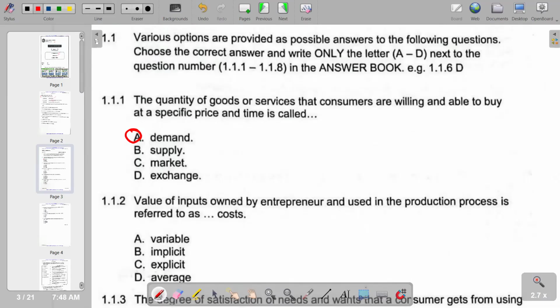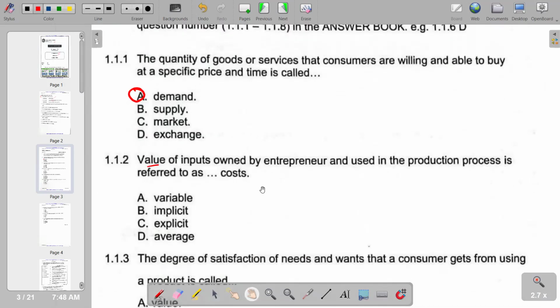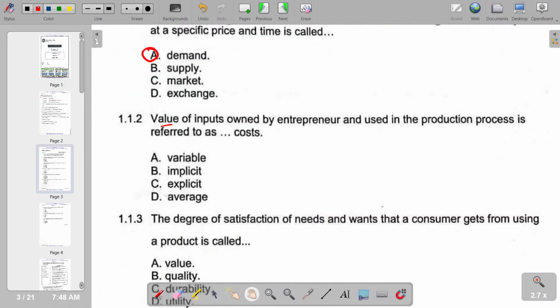So we have demand. Then 1.1.2, a value of inputs owned by an entrepreneur and used in the production process is referred to as dash costs. We have value, which means this is going to be expressed in monetary terms. According to the responses that we have, the correct one is explicit. Explicit costs, and remember, explicit costs are defined as costs that involve spending money.